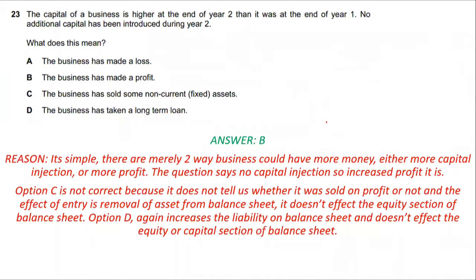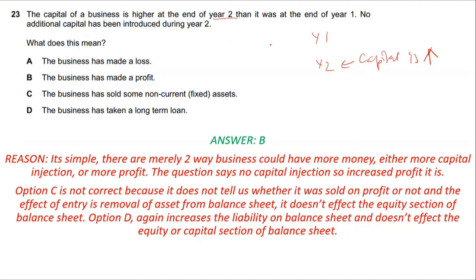Multiple choice number 23. Let's read the problem. The capital of business is higher at the end of year 2 than it was at the end of year 1. So year 1, year 2, the capital is higher, or increased. No additional capital has been introduced during year 2.